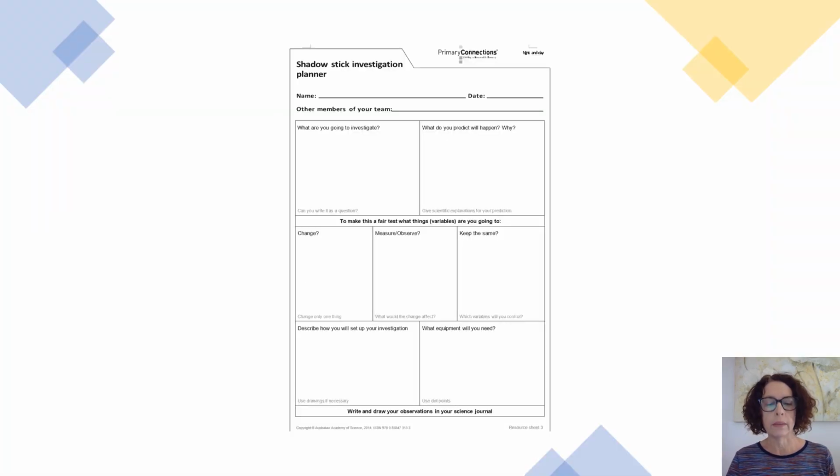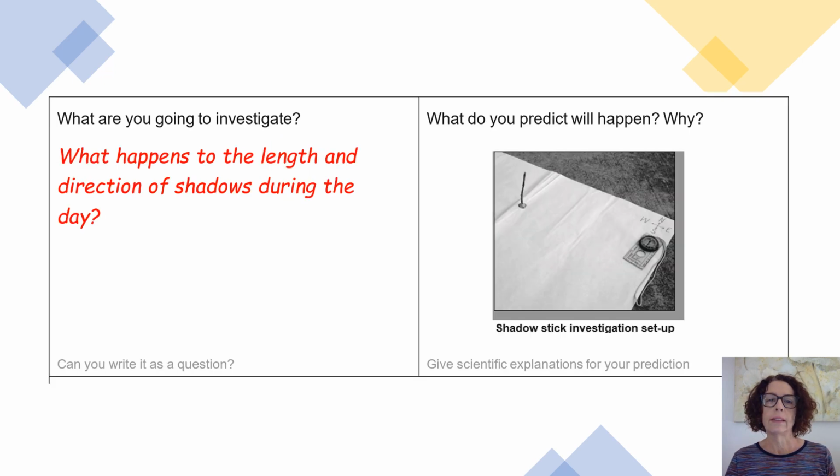Which looks like this. So the first thing that we're going to do is we're going to think about this section here. What are you going to investigate? So let's have a look at what we can write in there. We are going to investigate what happens to the length and direction of shadows during the day. So if you pause this video and just copy that down. Okay, so you should have written down what we're going to investigate.